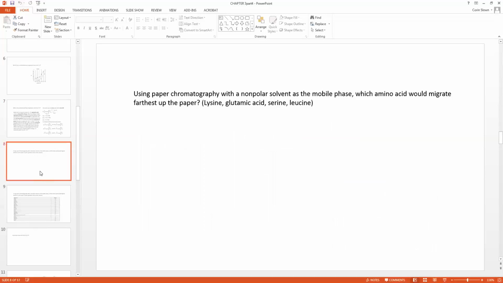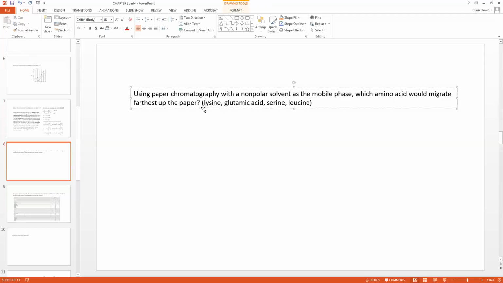From a different perspective now, if I were to use paper chromatography with a nonpolar solvent in the mobile phase, which amino acid would migrate farthest up the paper? So would that be lysine, glutamic acid, serine, or leucine? So if we're thinking about this, what we really need to do is know what the structure looks like. What is the structure of lysine?